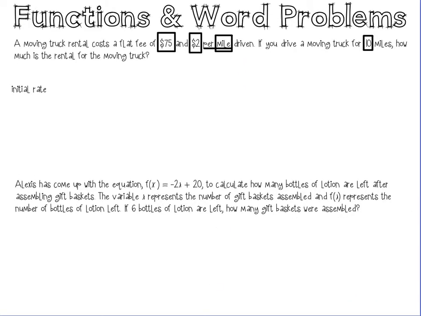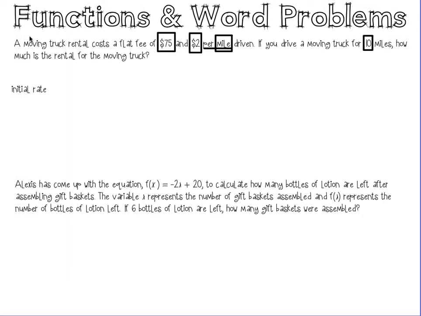So in this case, we have to look at the initial rate. The initial rate in this case will be your y-intercept. It's what you're charged right off the bat no matter what. So the y-intercept, or the initial rate in this case, is going to be that $75 because you get charged $75 whether you drive the truck 2 feet or 200 miles. That $75 is going to be charged.